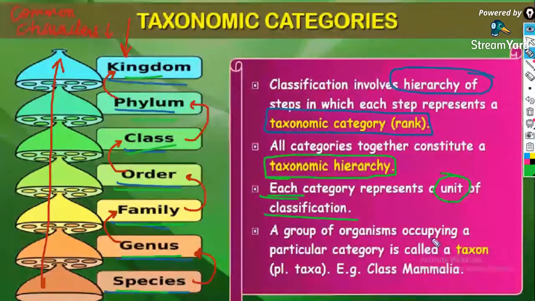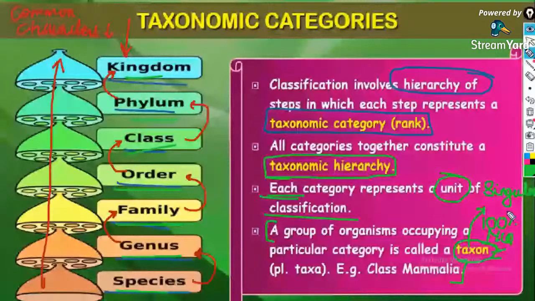This is 100% a direct MCQ for your exam. A group of organisms occupying a particular category is called a taxon. The term taxon indicates the singular. This is an AIPMT question: taxon differs from taxa in being what? Taxon is the singular form, and taxa is the plural form.